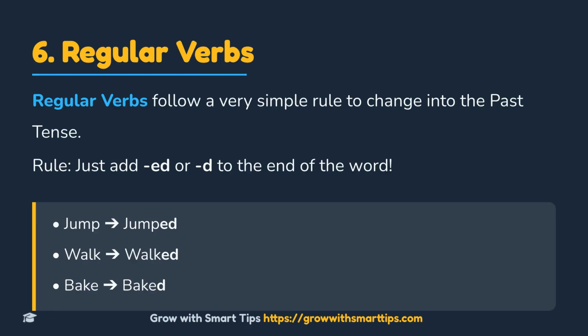Let's explore regular verbs. These follow a simple rule to change into the past tense. You just add ed, or d to the end of the word. For example, jump becomes jumped, walk becomes walked, and bake becomes baked.